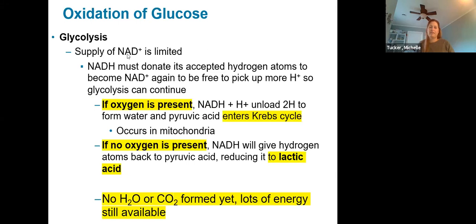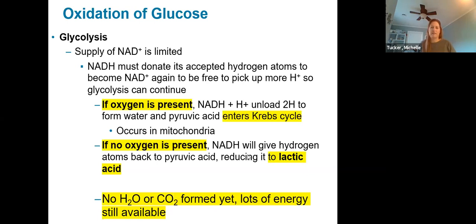So the supply of the oxidized form of NAD+ is limited. If oxygen is present, then NADH plus H can enter the Krebs cycle. It hands off its hydrogens and gets reconverted back to NAD+ again. If no oxygen is present, it still needs to get back to its oxidized form. But if there isn't oxygen present, the Krebs cycle isn't turning, and so it can't go there.